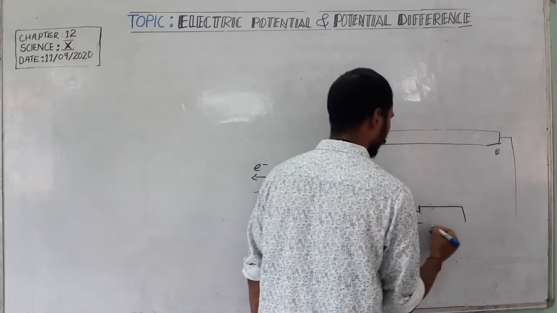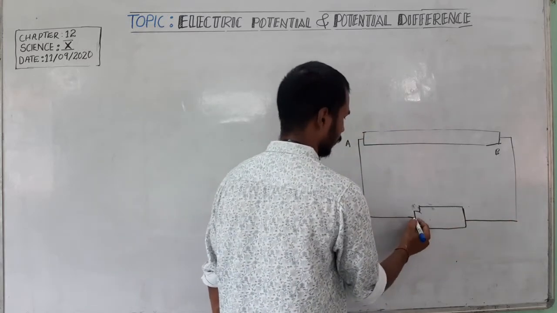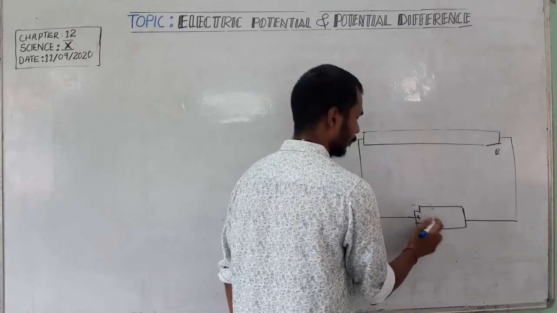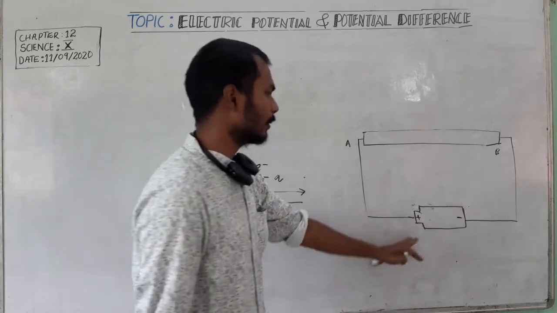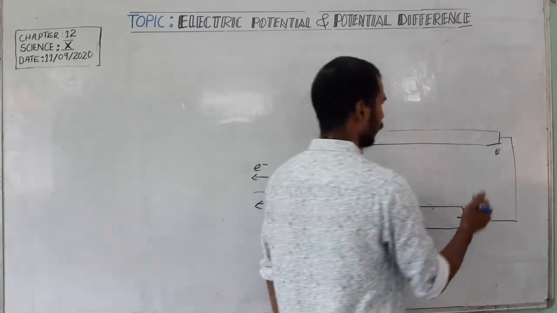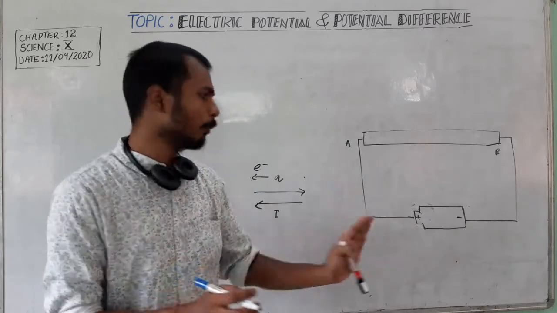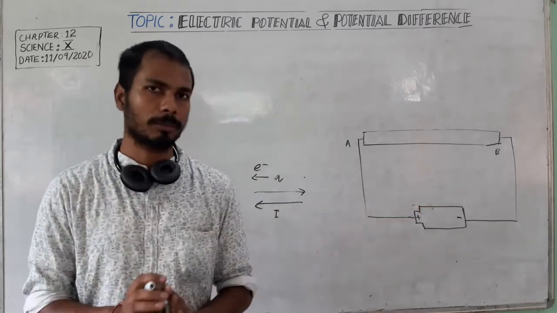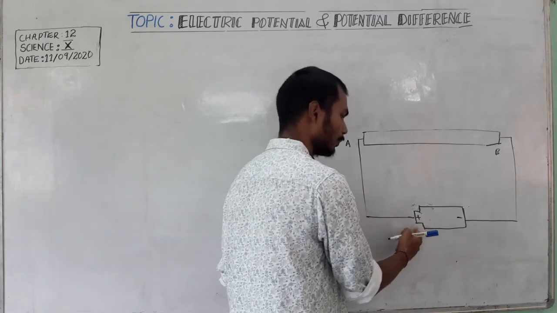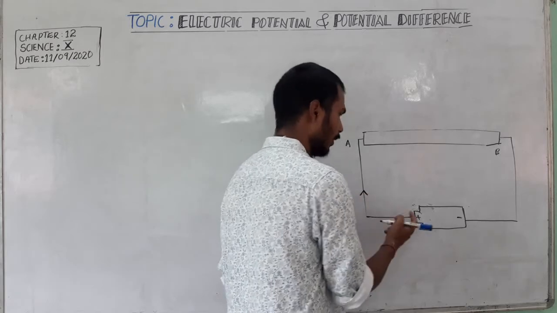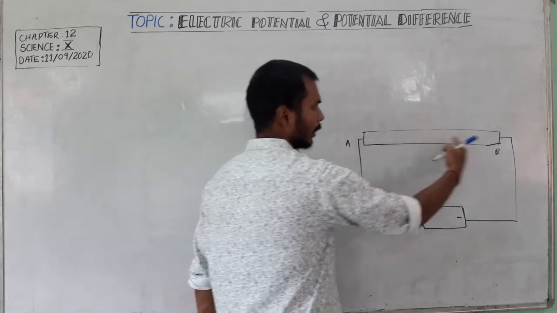Till now, we have not studied symbols of electrical appliances, so we will just draw a rough diagram of a battery. This is the positive terminal of the battery, and there is the negative terminal of the battery. Now see, when a battery is connected to a metallic wire, then current always flows from the positive terminal of the battery to the negative terminal of the battery. Just remember, current always flows from positive to negative. This is the direction of the current.